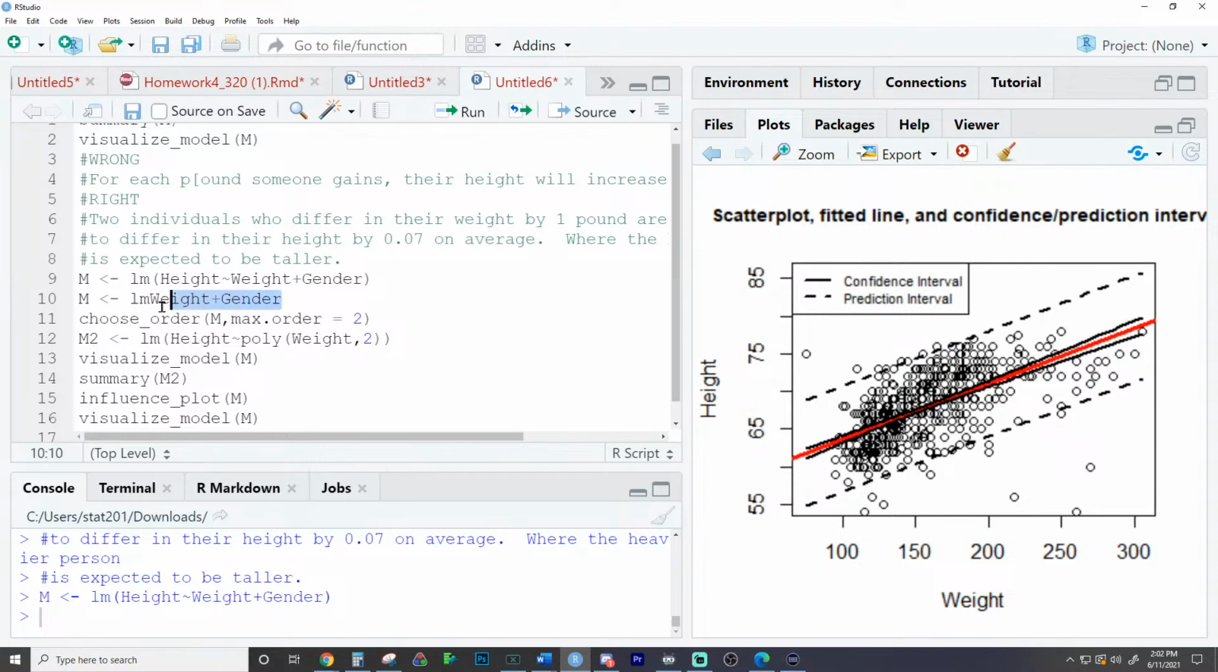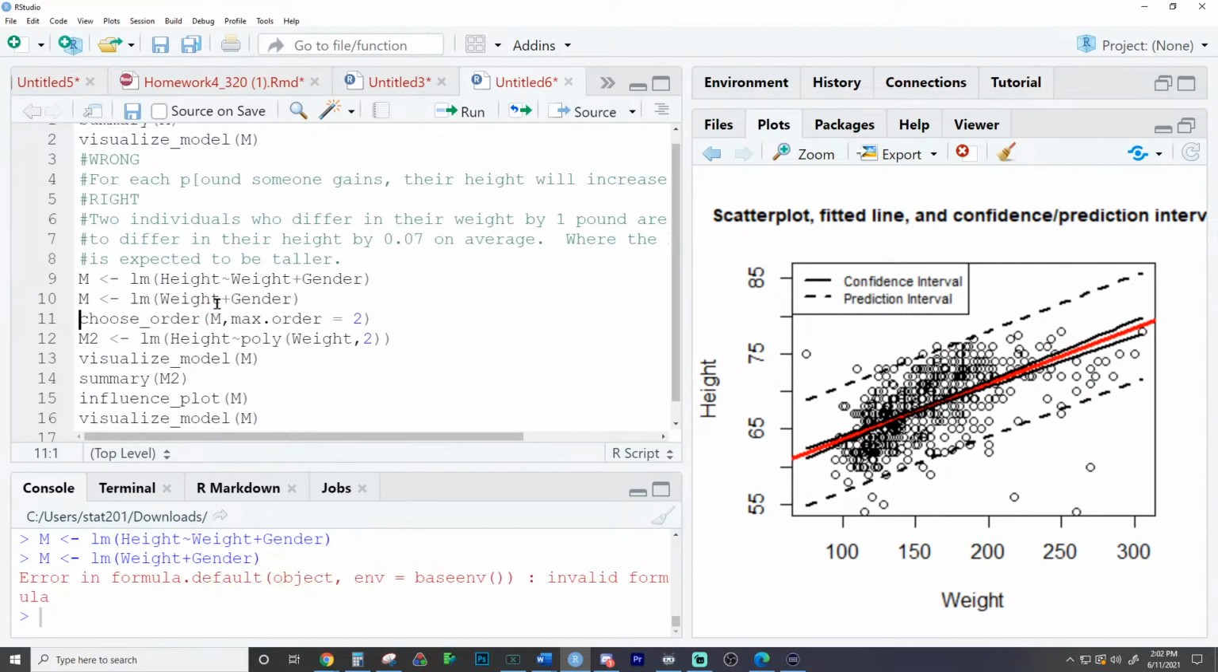Is it going to do it if I do that? Yep. Is it not liking it because it's... We may have to switch this around a little bit here. Oh, gosh. I'm not doing tilde. There we go.